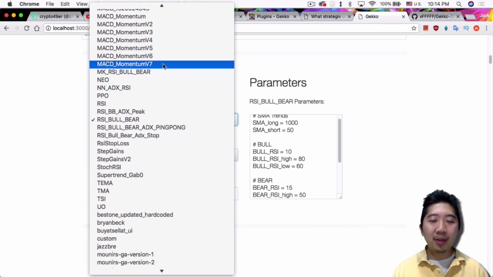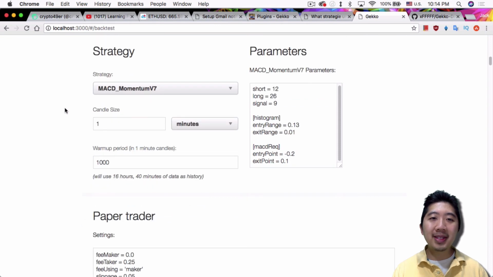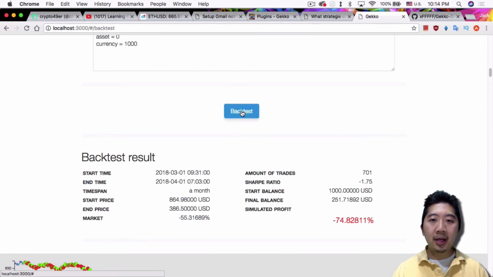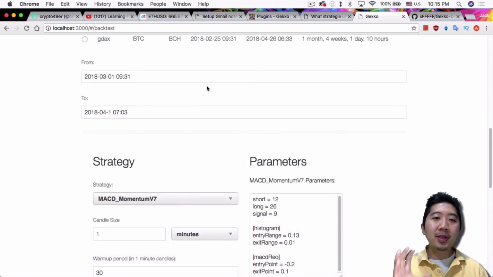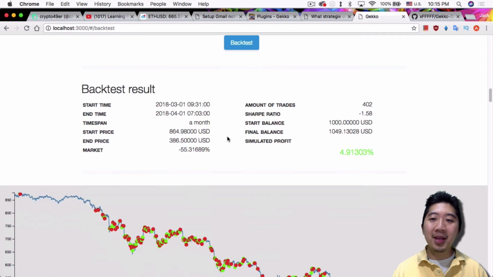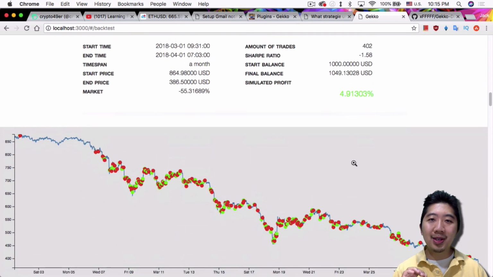I'll just run the test again to bring back the results for you, so you guys can see one more time how it looks. So again, this is from March 1st to April 1st, one of the worst bear markets for Ethereum, and it was still able to make 5% gains. So you can see with the chart here how much simulated profit there was for Ethereum.